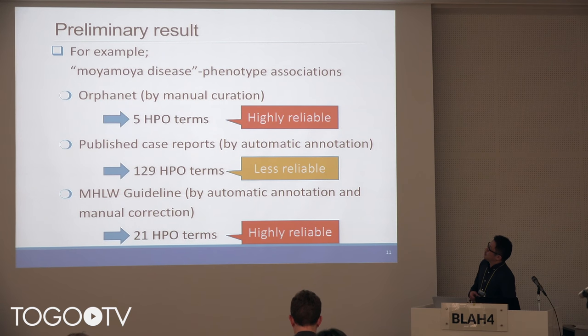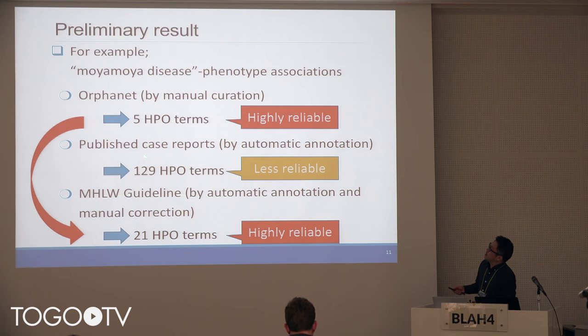And this is a preliminary result for Moyamoya disease phenotype associations. Moyamoya disease is one of the Nanbyo. Orphanet provides 5 HPO terms. And we extracted 129 HPO terms from published case reports. We extracted many HPO terms, but these are less reliable due to automatic annotation. And we extracted 21 HPO terms from MHLW guidelines. These are highly reliable, and we could extend associations of Orphanet with highly reliable terms.